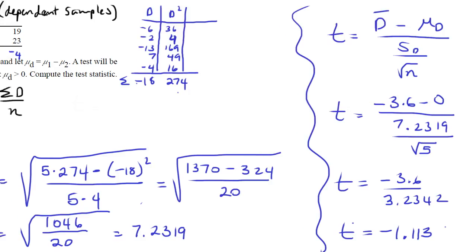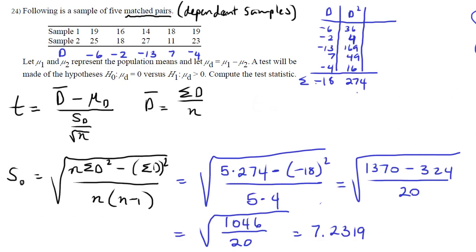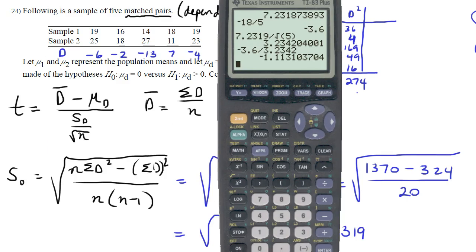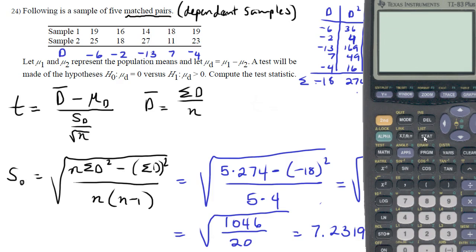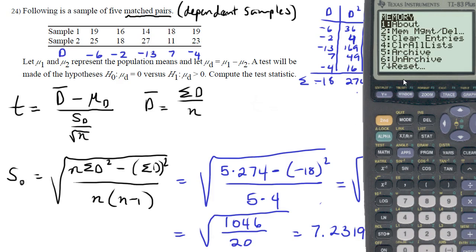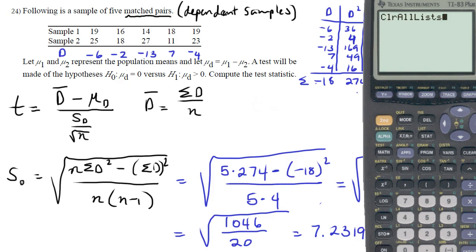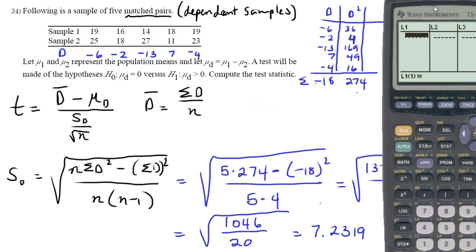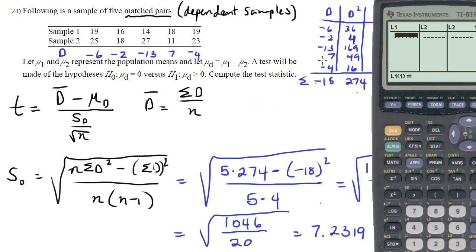Now we could have done this a little differently by using the calculator. So here's how we could have done that. Let's clear this second memory. 4 is clear all lists. Enter. Okay. So stat, edit. What I'm going to enter are the differences, because all of this is based on the differences.